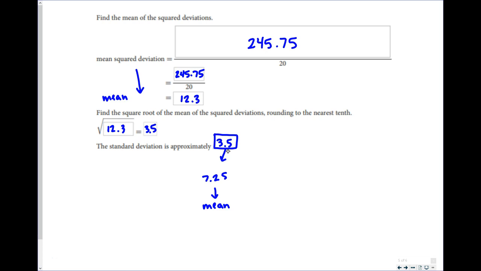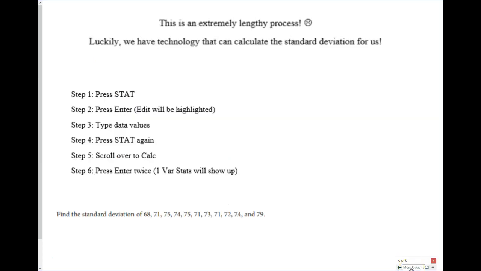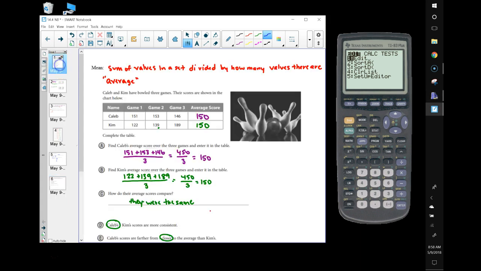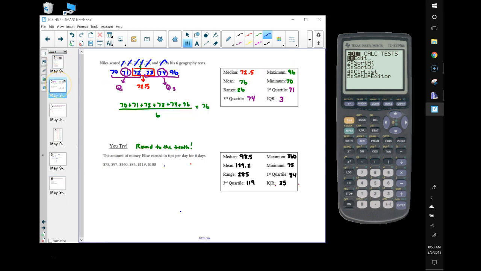So I'm going to show you why calculators are amazing. We have cool technology that helps us find standard deviations for us. So we're going to learn how to do it in the calculator. Here are the steps. Step 1, you go to your calculator and press the Stat button. This little menu is going to pop up. It says Edit. What we're going to do here is go back to one of our original data sets. Let's say this one, the UTRI right here.